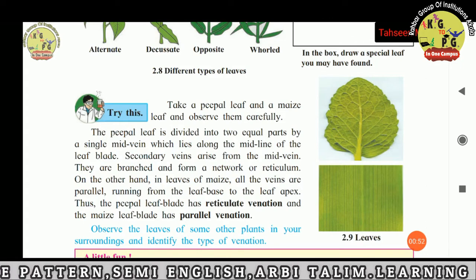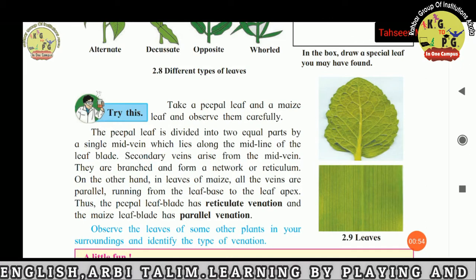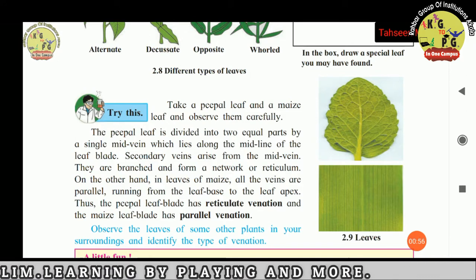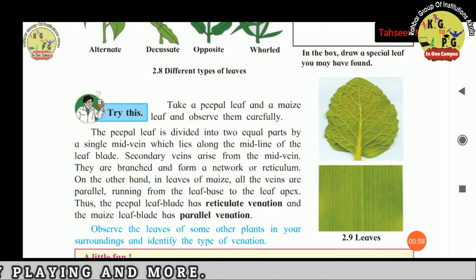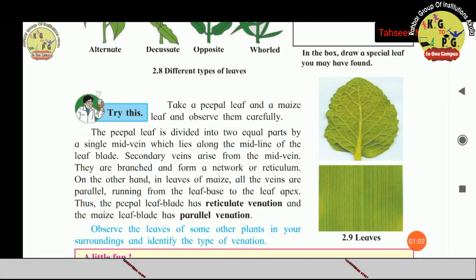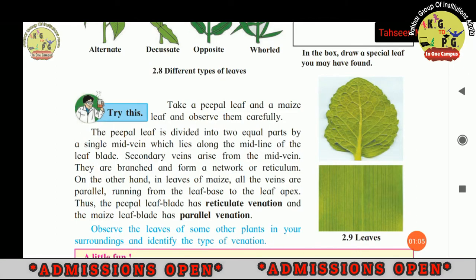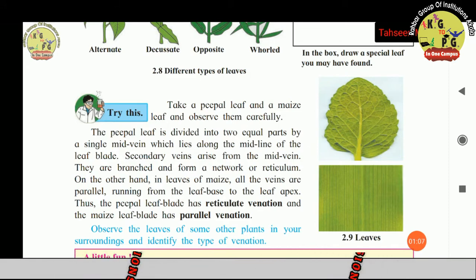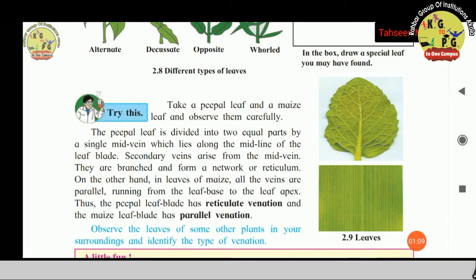Take a peepal leaf and a maize leaf and observe them carefully. The peepal leaf is divided into two equal parts by a single midvein which lies along the midline of the leaf blade. Secondary veins arise from the midvein. They are branched and form a network or reticulum.